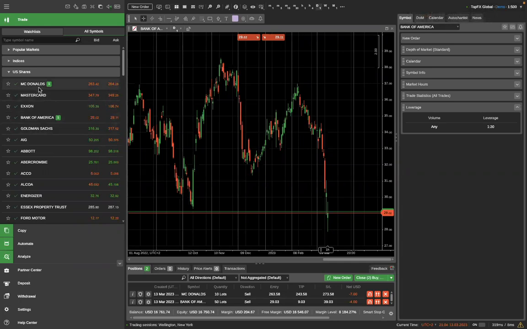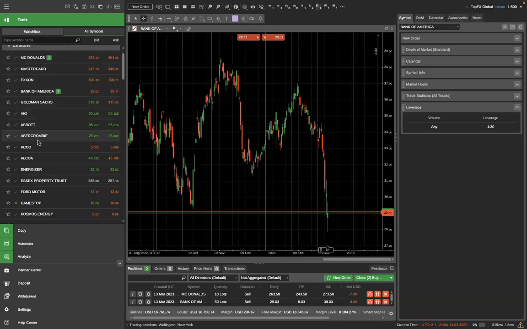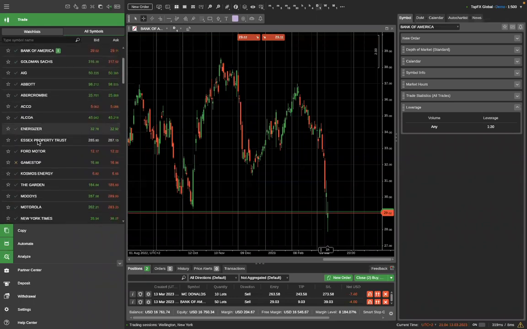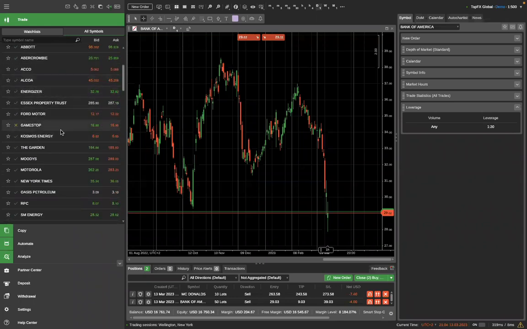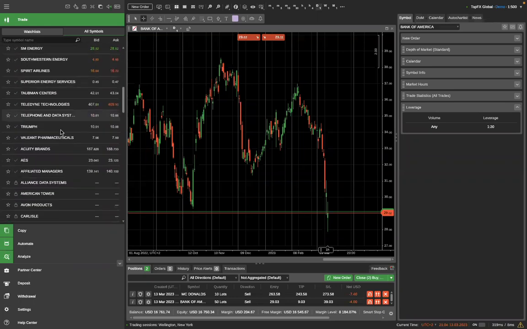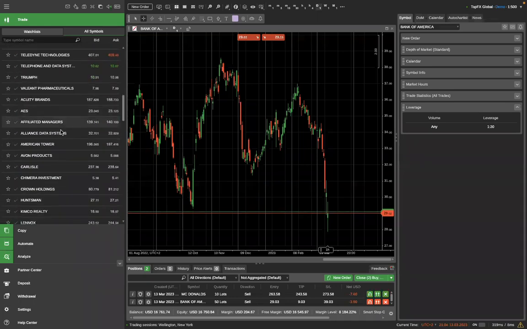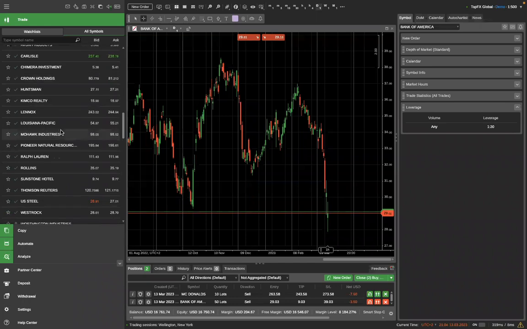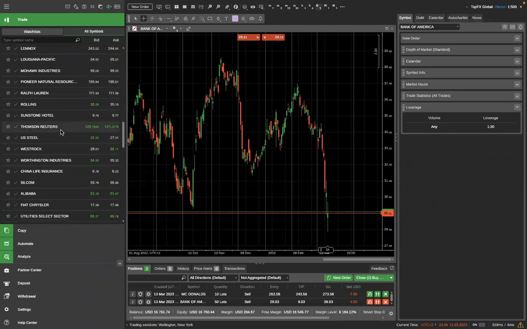What we have here is MasterCard, Exxon, Goldman Sachs, AEG, Abbott, Abercrombie, ACCO, Alcoa, Energizer. I'm not quite sure it is a good idea to read all of them. Nevertheless, as you can see, there are plenty of shares here for you to trade.